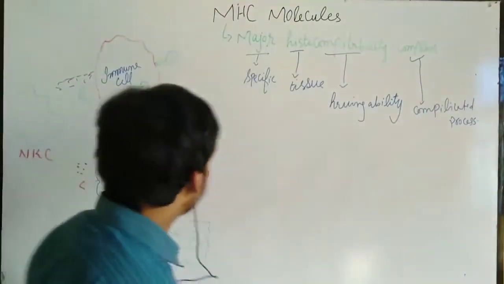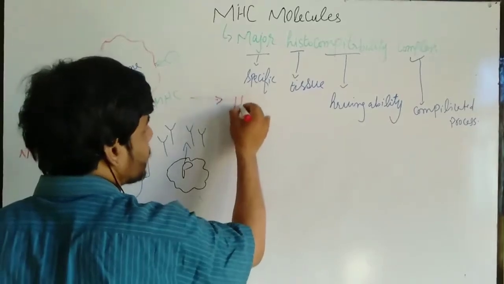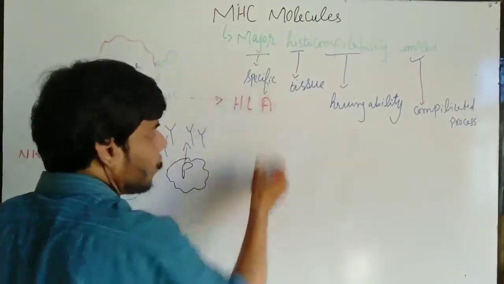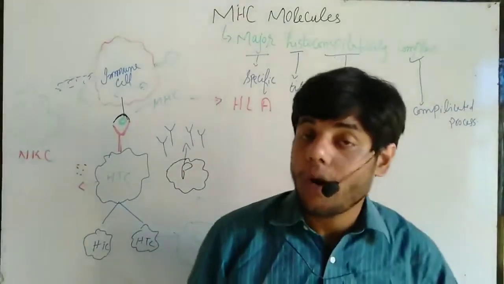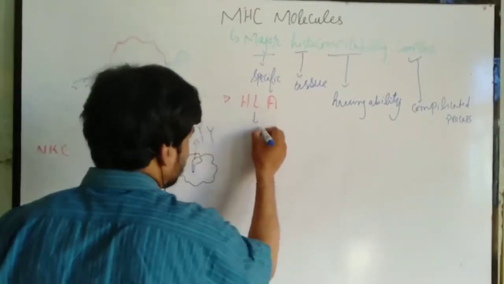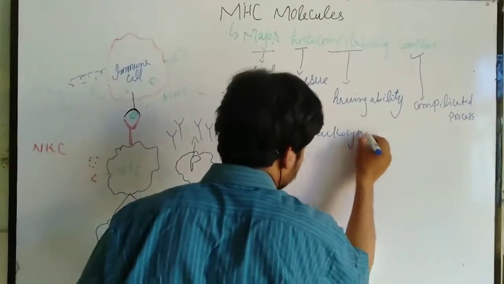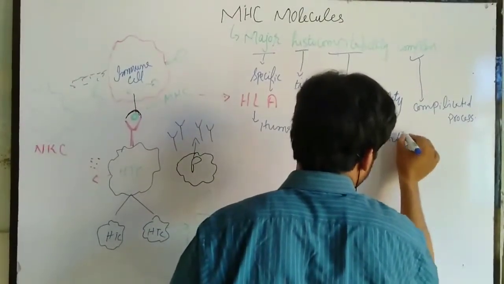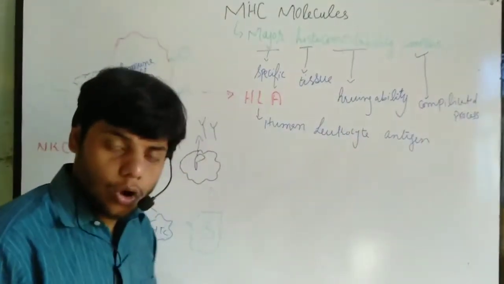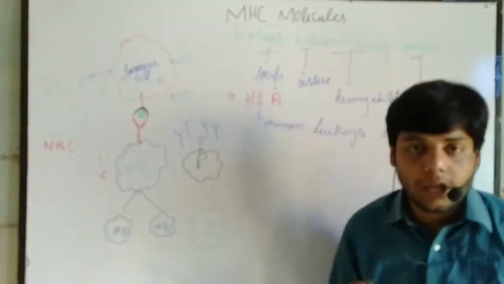Whenever this MHC molecule is present in the human, we call it HLA. What does HLA stand for? HLA stands for human leukocyte antigen. Let me write. This is called HLA. We call it HLA when it is present in humans.